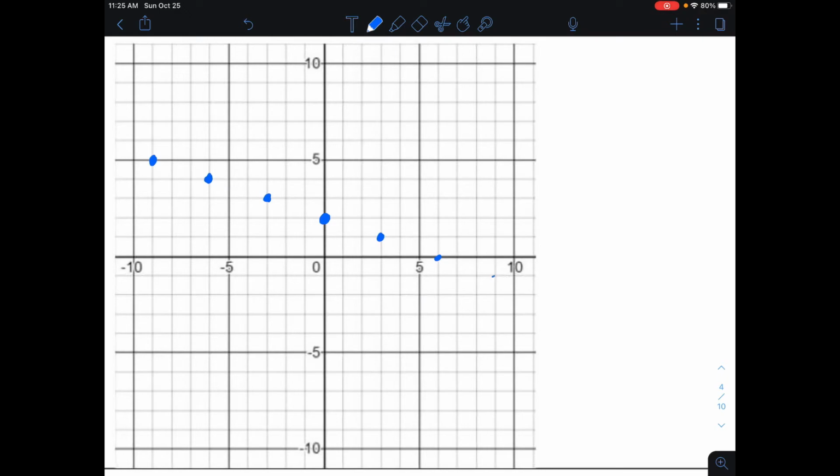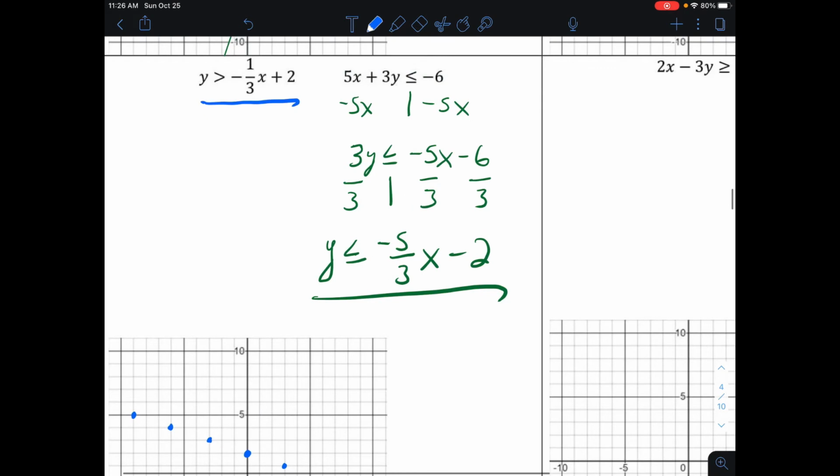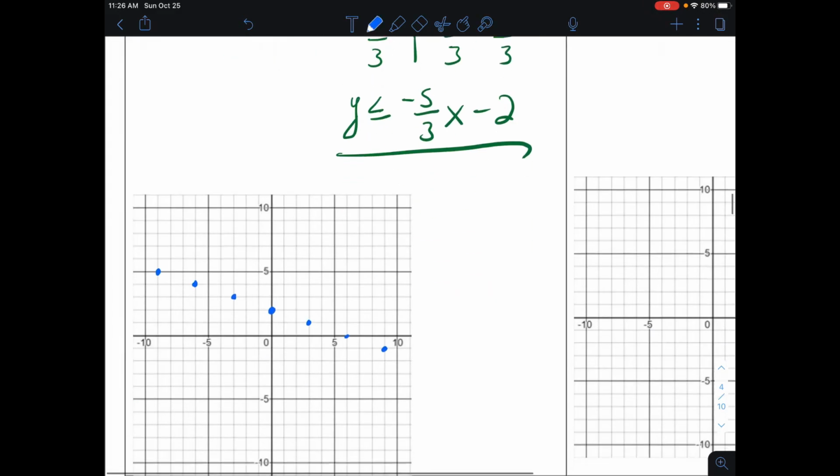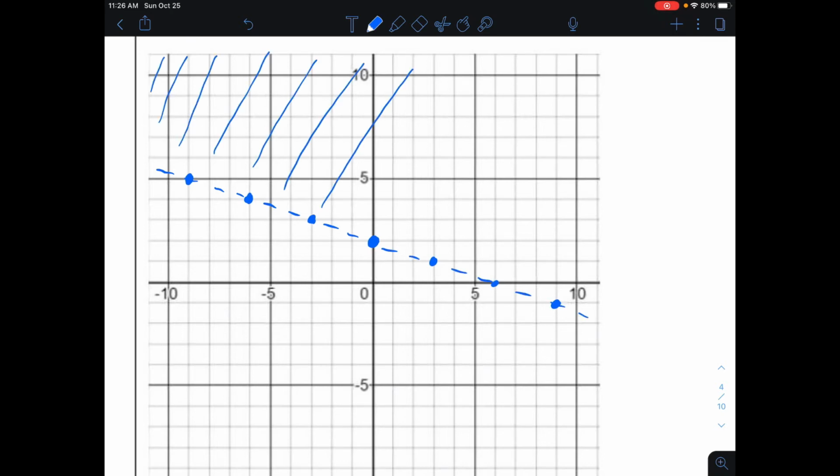All right, and I have to figure out what kind of line to draw. We have an inequality. Y is greater than, so I have to shade on top of the line, but there's no line under it. So dashed line, shade above. So I draw a dashed line in between these dots, and shade on top of the line. So everywhere up here would be a coordinate that satisfies that first inequality.